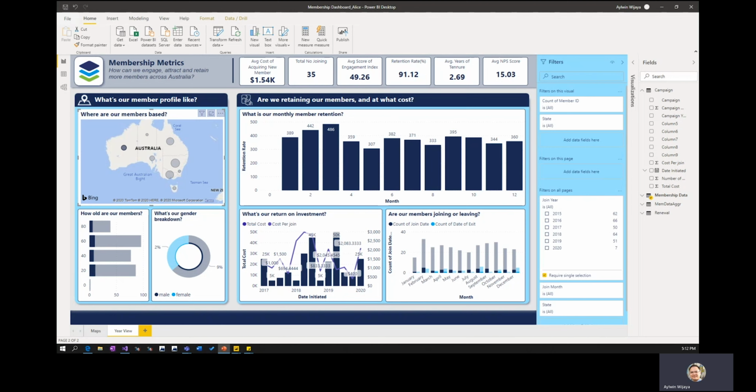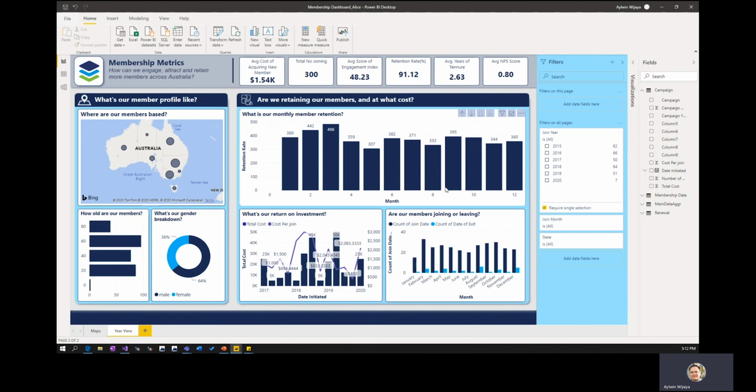And then the last question you probably want to ask is what the future looks like. What do 2020 and 2021 look like? In terms of our retention rate overall from the past 5 years, it is quite high. 91.12 is quite high, which means most of our members are renewing.